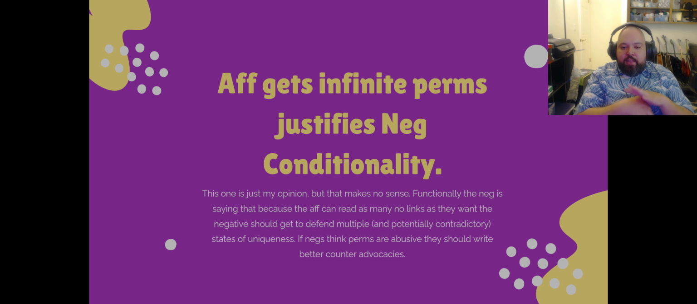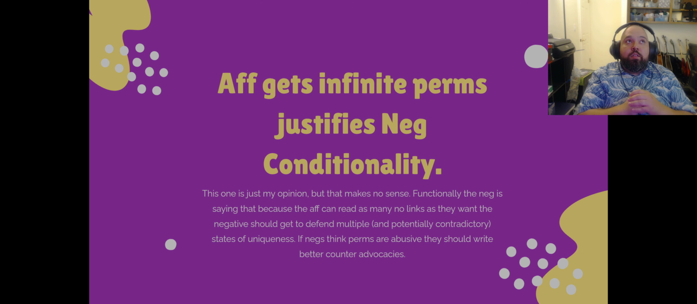Functionally, the negative is saying that because the AF can read as many no links as they want, the negative should get to defend multiple and potentially contradictory states of uniqueness. If the neg thinks perms are abusive, then they should write better counter-advocacies, which cannot be permed, right? You can have the negative defend an unconditional pick or an unconditional counterplan of some kind that's mutually exclusive and be able to win the debate if they don't want to have to deal with permutations.